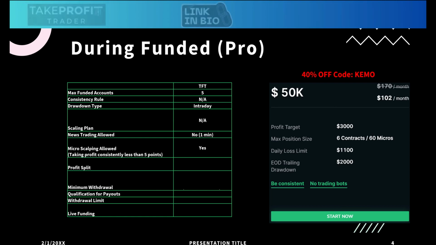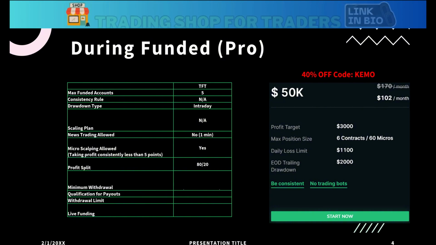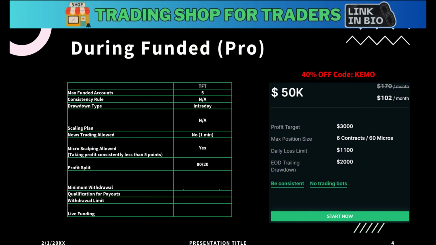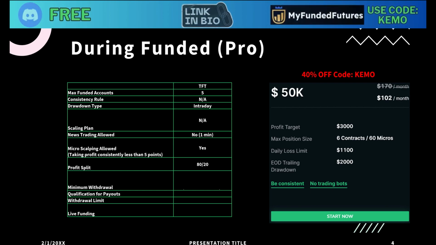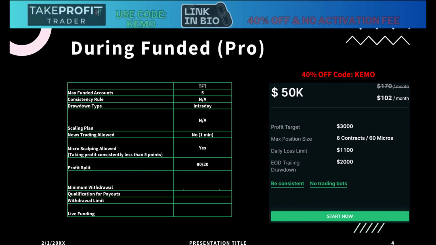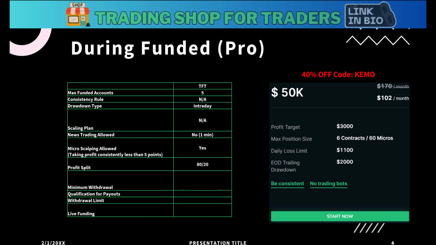What is the profit split for Take Profit Trader? It is 80 to 20%, and it's right away. It doesn't wait for you until you make your first 10k or 20k and then you go to that profit split. No, it's right away. They're giving you 80% and they're taking 20% of your profit.